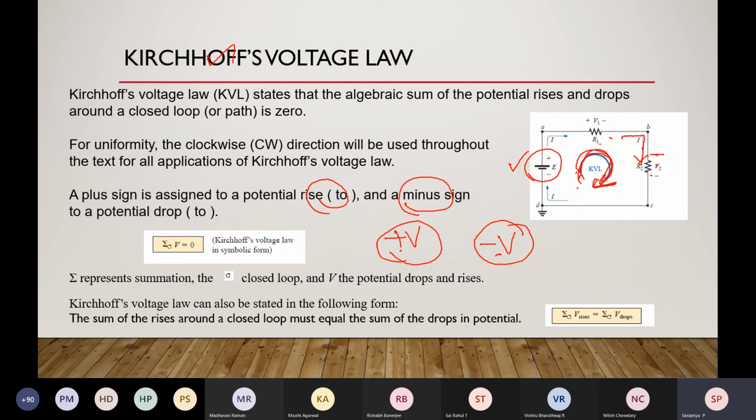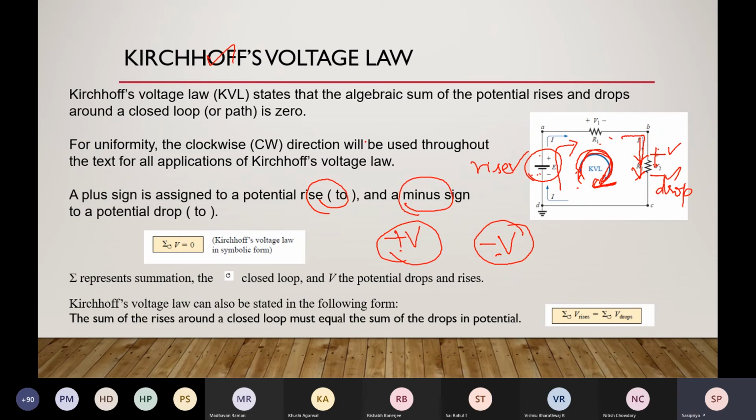When I say the current direction like this, then obviously higher potential is represented as plus, lower potential is represented as minus. So now this is a drop. Now here, when you consider my current direction is like this, my current is flowing from minus to plus. So it's going from lower potential to the higher potential. This is nothing but a rise. Okay, so let me repeat.